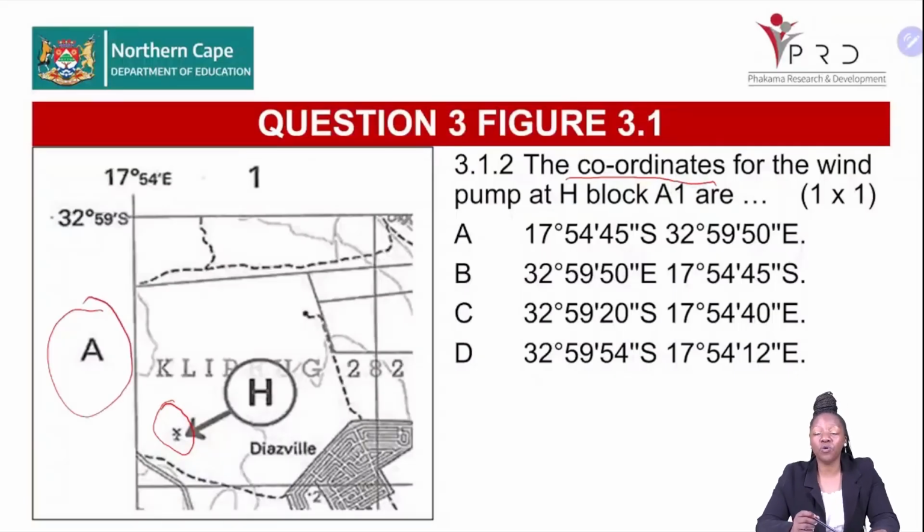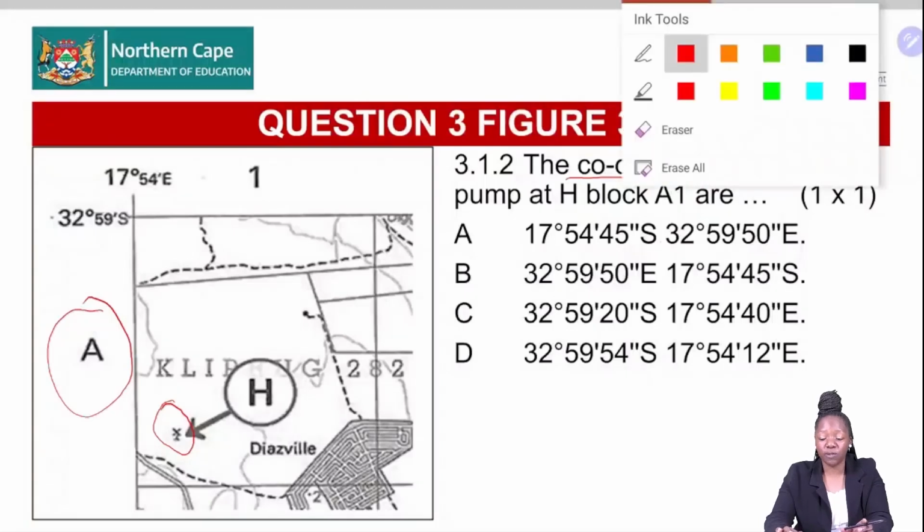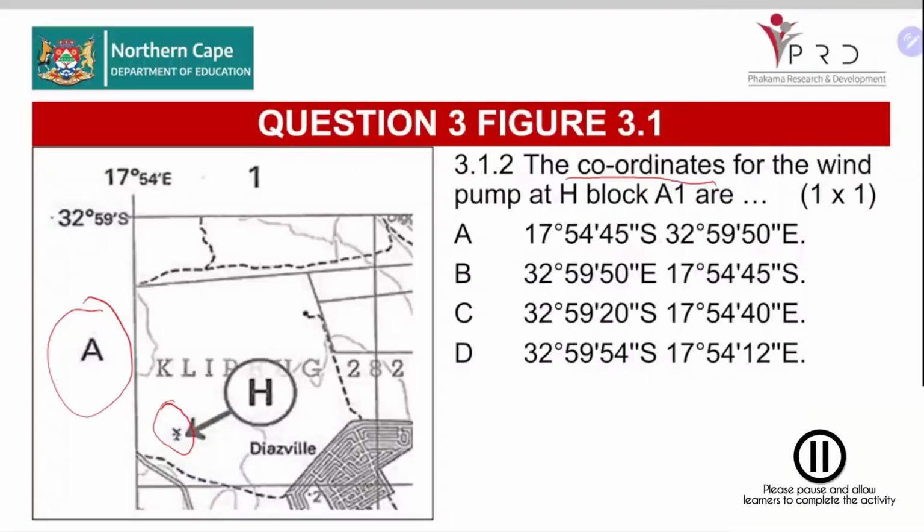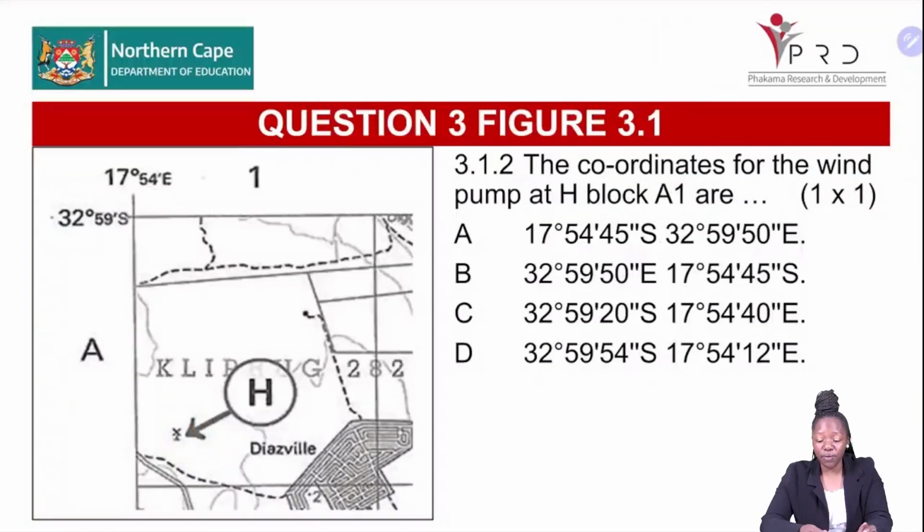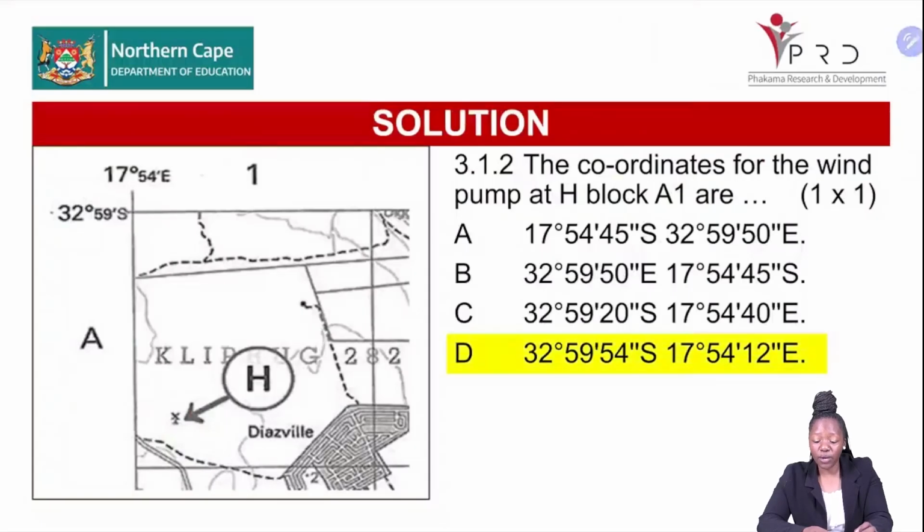So I'm going to give you 2 minutes to work on these coordinates. And then after 2 minutes, we will be able to come up with the solution. Right? Looking at our solution, we are looking at D, which is 32 degrees, 59 minutes, 54 seconds south, and 17 degrees, 54 minutes, 12 seconds east.